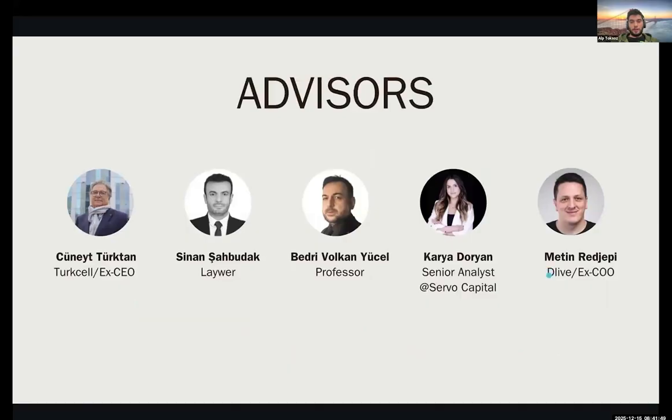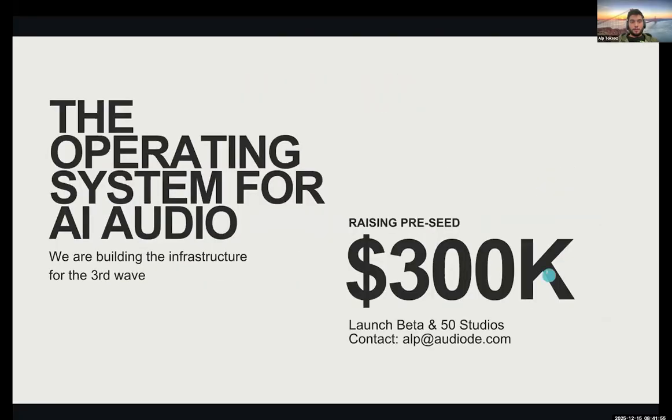And our advisor board, it's a big advisor board, I guess. And what we are asking: the AI models are the fuel, we are the engine. We are raising 30K pre-seed to finalize our real-time engine, launch our beta, and onboard our first 50 game studios. Join us in building the standard interface for the future of audio. Thank you.